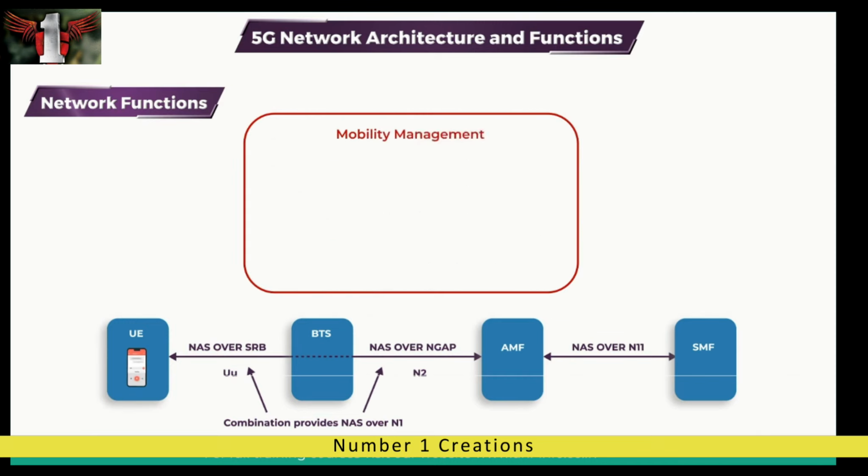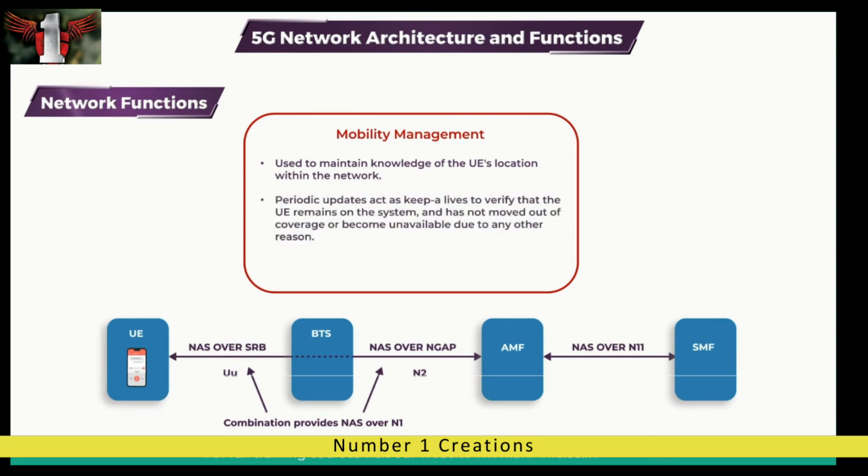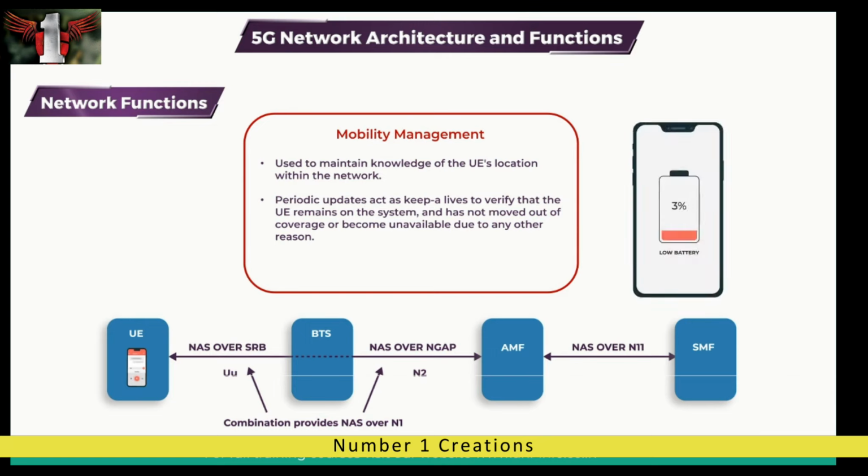Mobility management is used to maintain knowledge of the UE's location within the network. The UE is required to complete periodic registration updates after it has completed initial registration. These periodic updates act as keep alive to verify that the UE remains on the system and has not moved out of coverage or become unavailable due to any other reason. Example, the battery has drained.